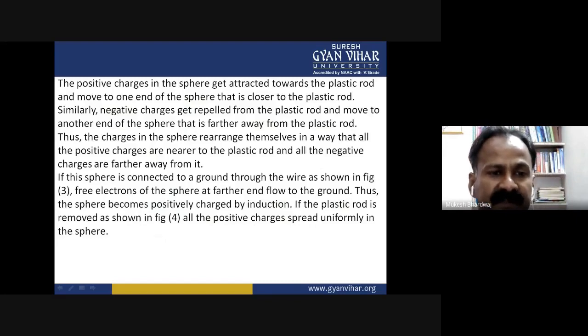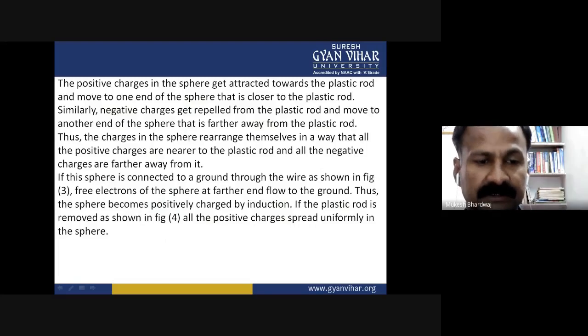If this sphere is connected to the ground through a wire as shown in the figure, free electrons of the sphere at the farther end flow to the ground. Thus, the sphere becomes positively charged by induction. If the plastic rod is removed, as shown in figure 4, all the positive charge spreads uniformly in the sphere.